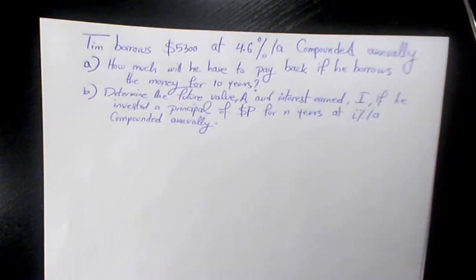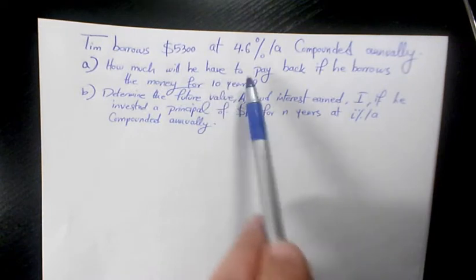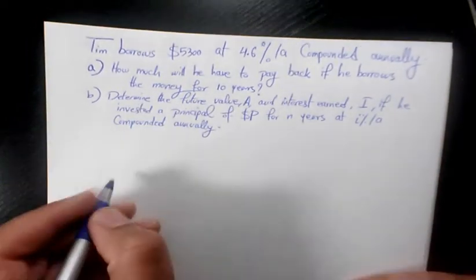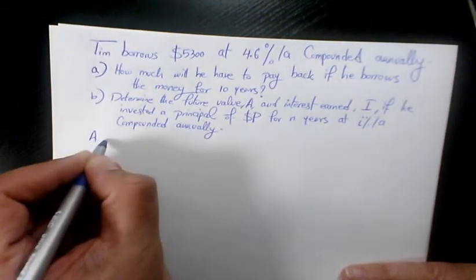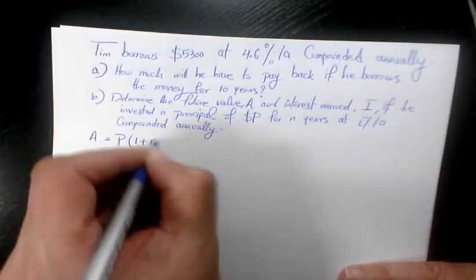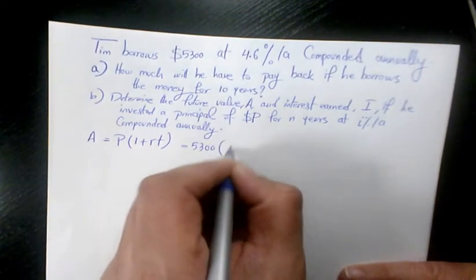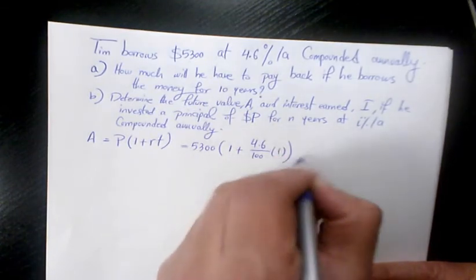Let's see some examples. Tim borrows $5,300 at 4.6% annually, compounded annually. How much will he have to pay back if he borrows the money for 10 years? So let's calculate it every year. The amount after 1 year is going to be P times 1 plus rt. So we have 5,300 times 1 plus 4.6 divided by 100 times 1.